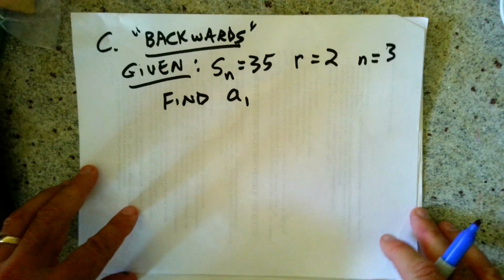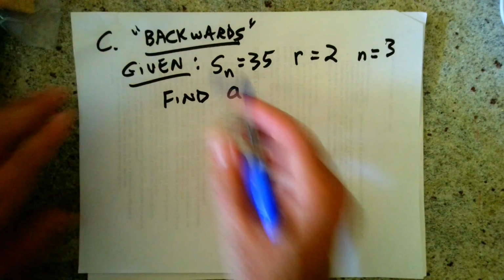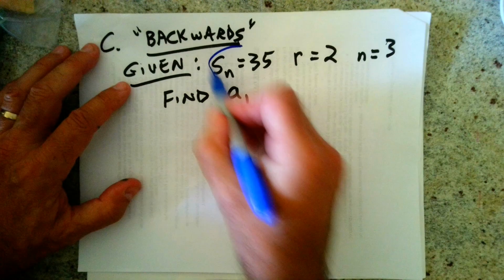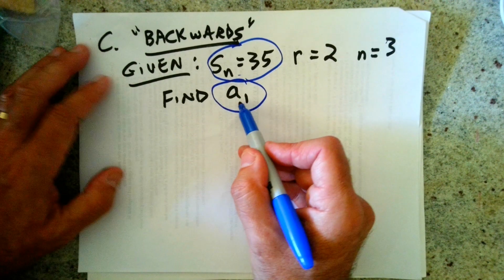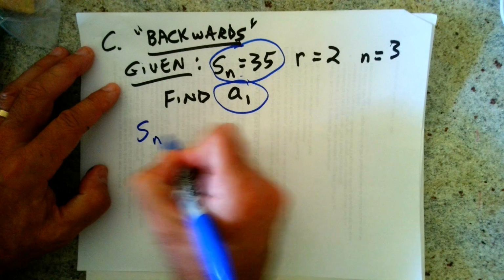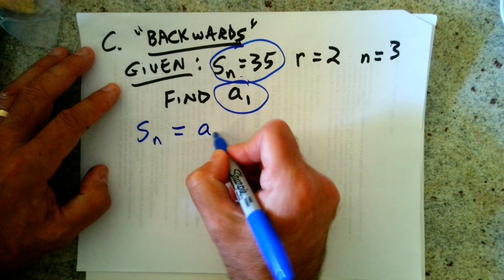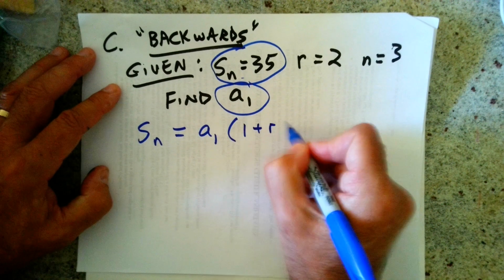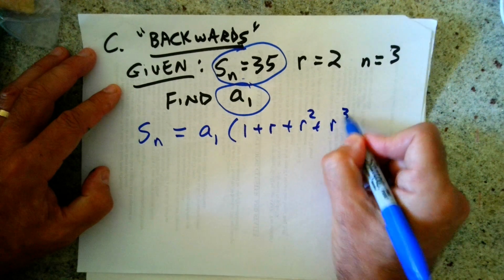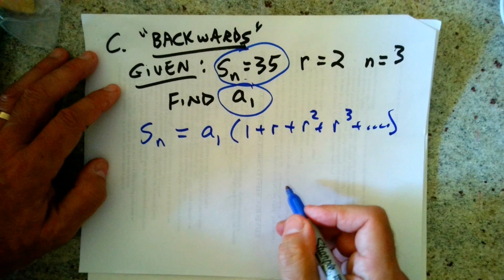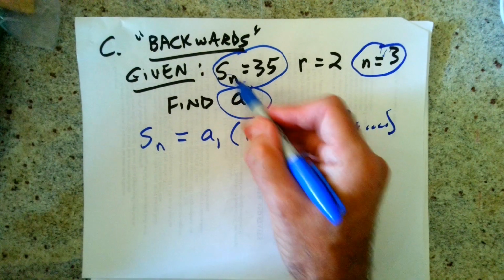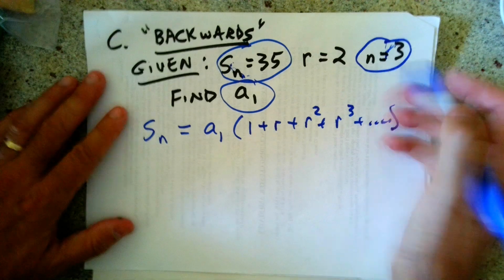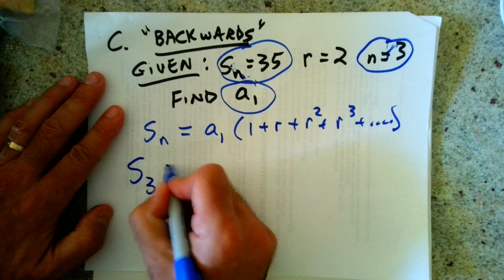All right, finally, our last example before we go back to the original problem. This one's a little backwards. This time they give us the partial sum, and they ask us to find that multiplying coefficient out front. But it's still the same pattern. S sub n equals a1 times 1 plus r plus r squared plus r cubed plus however many you need. Okay, and they tell us n equals 3. This can be confusing because it seems like you have 2 unknowns here, S and n, but they tell you what n is. So write S3 equals.